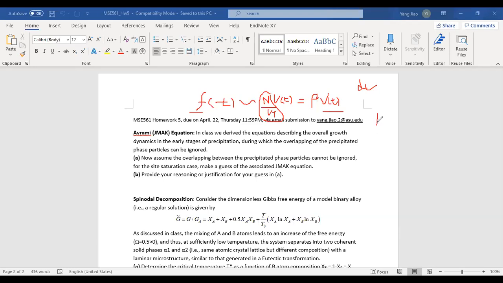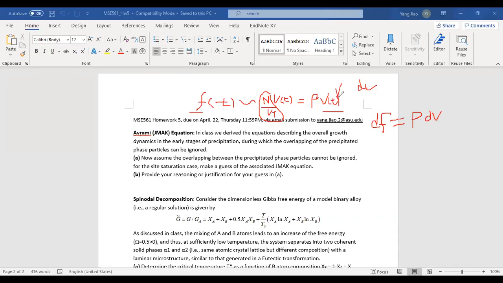You just apply the differential operator. This is what you're going to have: df, the change of the fraction of the transformed phase, equals rho, which has nothing to do with time, times dv. Does this make sense to everyone? Okay, so it's very straightforward, right? In class, we discussed this.